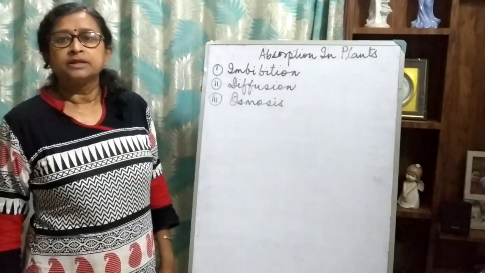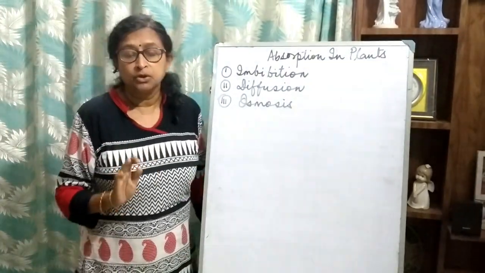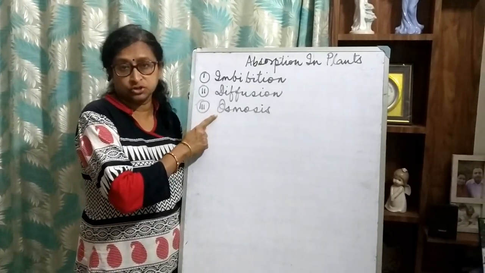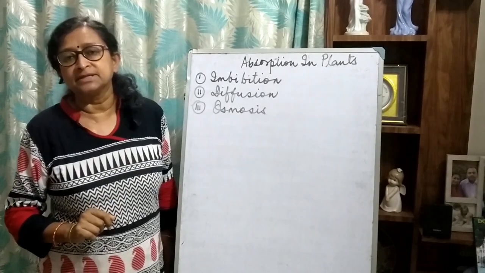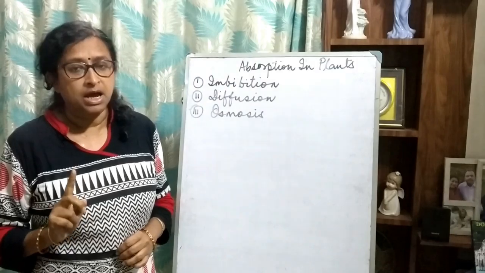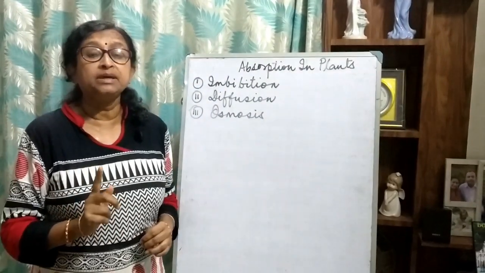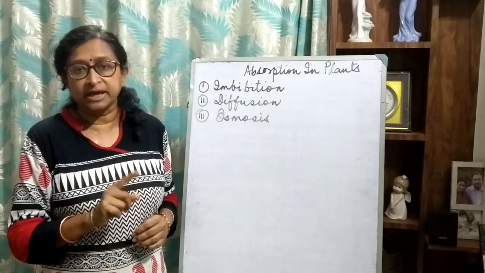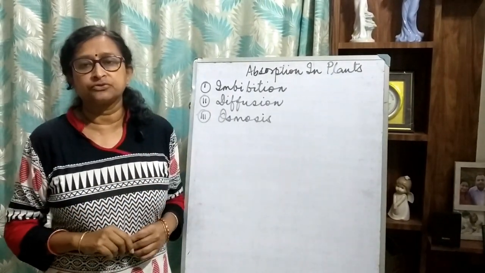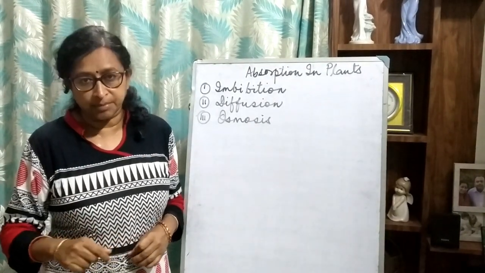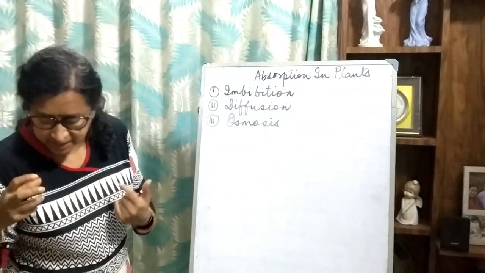Finally, the most important phenomenon which occurs in plants, which allows water to move into the plants, is osmosis. Osmosis is a phenomenon where two solutions of different concentration are separated by a semi-permeable membrane. Then the solvent molecules only migrate from their region of higher concentration to their region of lower concentration through the semi-permeable membrane. Now, for example, just see, these are some raisins.